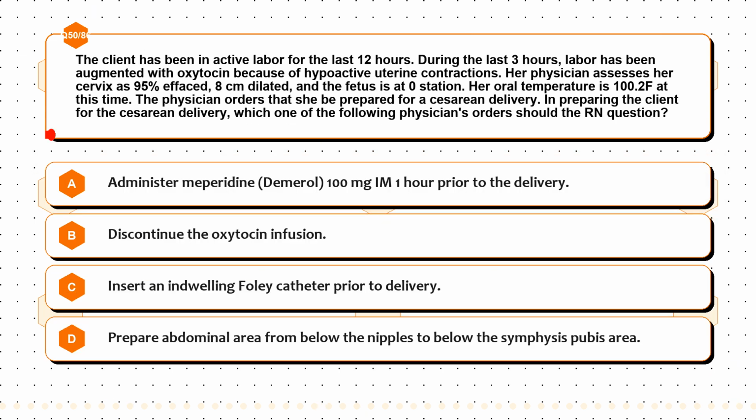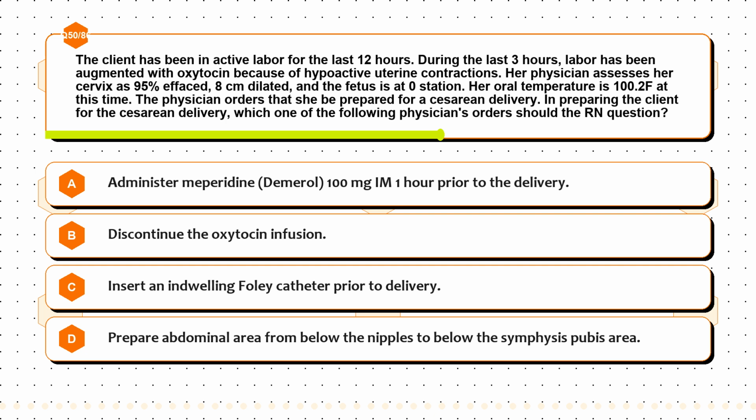Question 50. The client has been in active labor for the last 12 hours. During the last 3 hours, labor has been augmented with oxytocin because of hypoactive uterine contractions. Her physician assesses her cervix is 95% effaced, 8 cm dilated, and the fetus is at 0 station. Her oral temperature is 100.2 F at this time. The physician orders that she be prepared for a cesarean delivery. In preparing the client for the cesarean delivery, which one of the following physician's orders should the RN question?